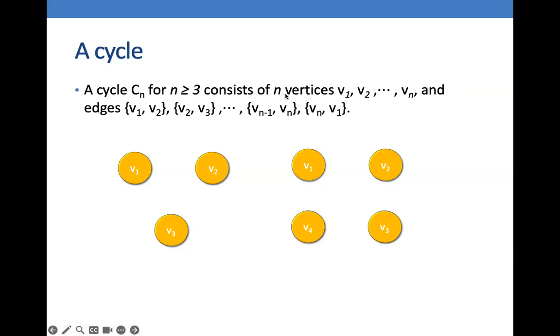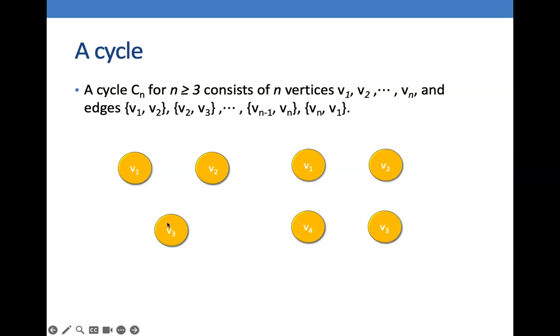And it consists of n vertices, v sub 1, v sub 2 to v sub n. And there will be edges from v sub 1 to v sub 2, then v sub 2 to v sub 3, until v sub n minus 1, or the second to the last vertex, to the last vertex, and the last vertex, v sub n, will also be connected to the initial vertex, v sub 1. So let's have here the simplest cycle graph that we have.